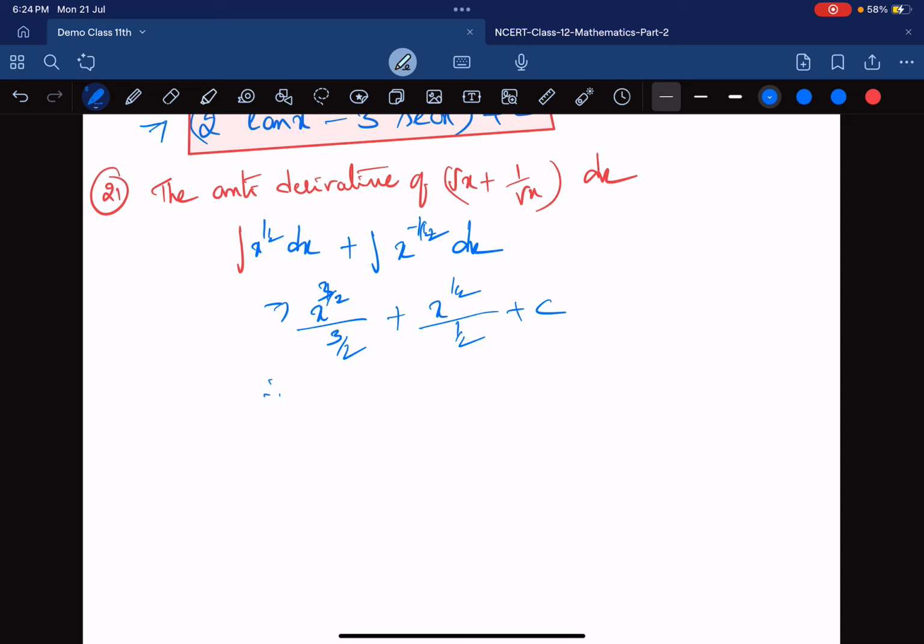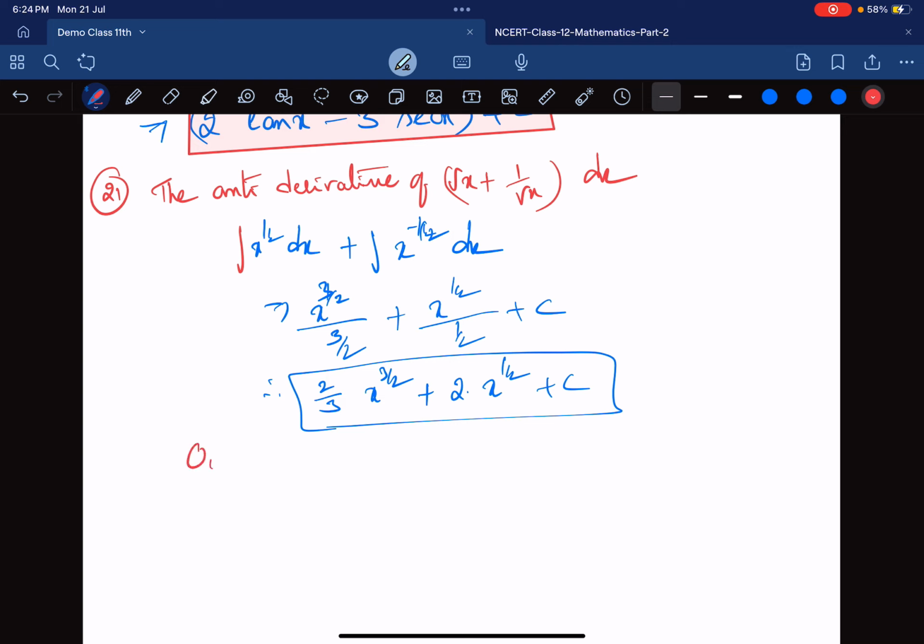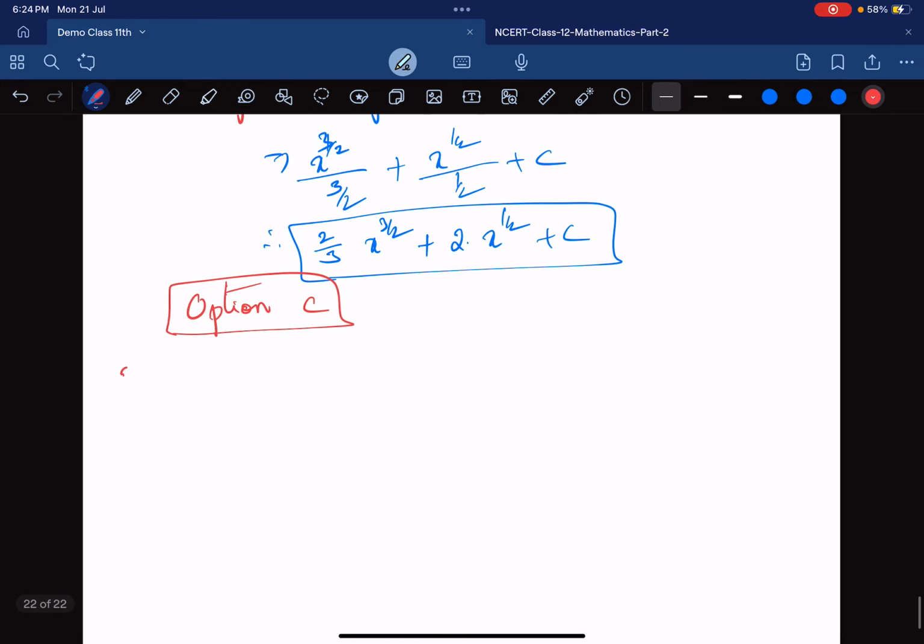So therefore this is 2 by 3 x power 3 by 2 plus 2 times x power 1 by 2 plus c. With direct integration, if you apply that, you will get the same answer. So here option C is the correct answer. You have 4 options, and in that, option C is correct.